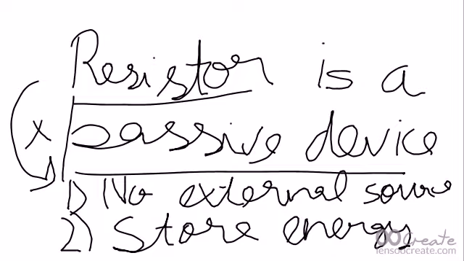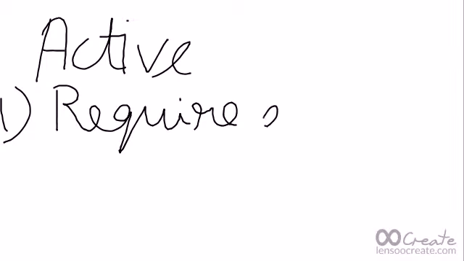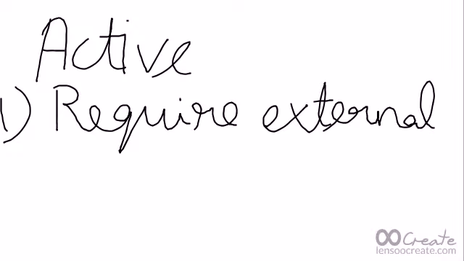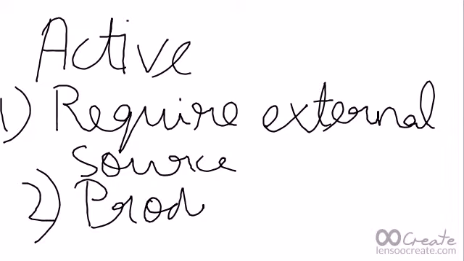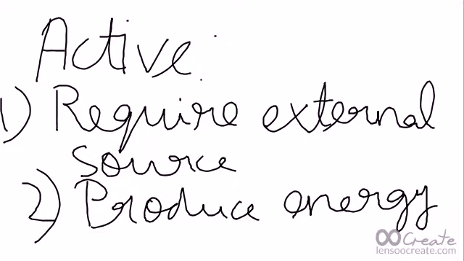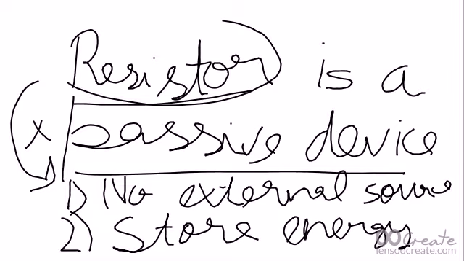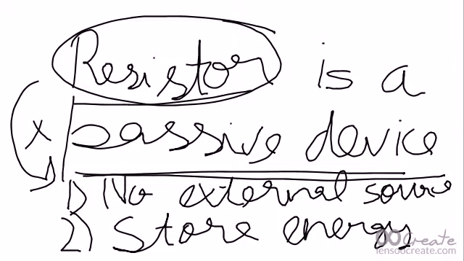Our capacitor is also a passive device. Active devices are those devices which require an external source, and they do not store energy, but they produce energy in the form of voltage or current. The examples of active devices are the diode and the transistor. So the devices that we are going to study today, resistor and capacitor, are both passive devices. Passive devices do not require any external source and they store energy in the form of voltage or current.